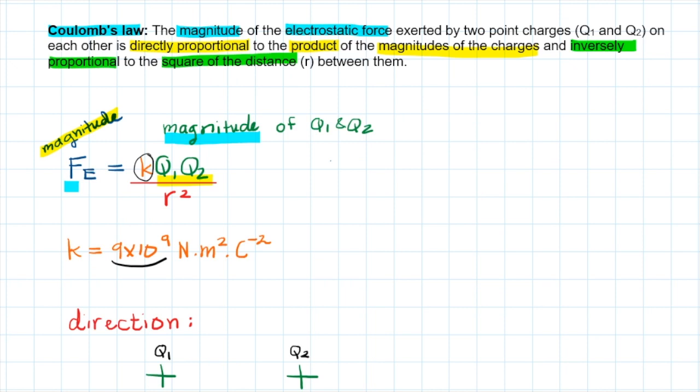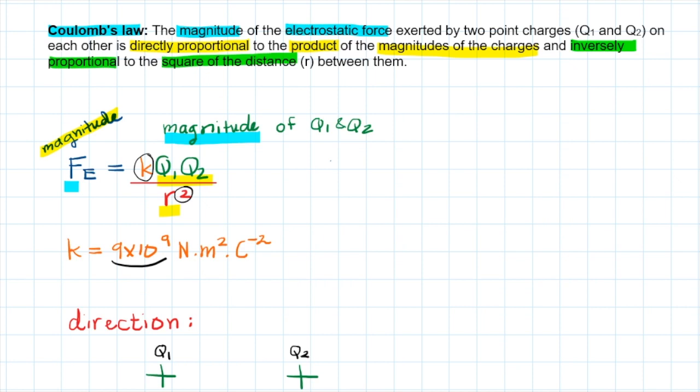And this is because Coulomb's law says that the magnitude of the electrostatic force is independent of whether the charges are positive or negative. In this formula, we divide by r squared. r is the distance between the charges, and we must always remember to square it, because in words, Coulomb's law says that the magnitude of the electrostatic force is inversely proportional to the square of the distance between them.